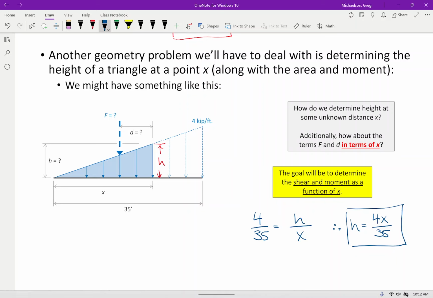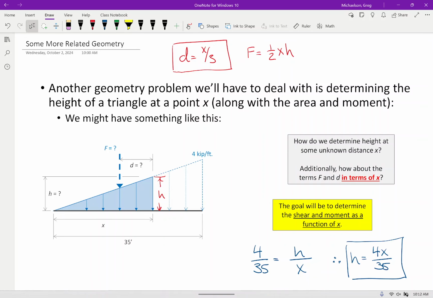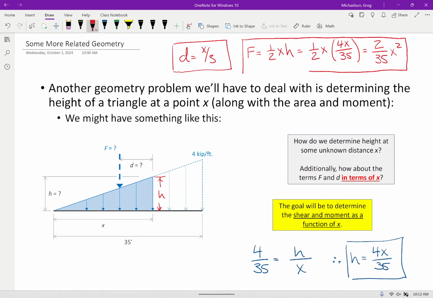Is this a linear relationship, right? Like if x was 17 and a half, h would be 2, right? Make sense? So what I'm saying is now we can say 1/2 x times that. So now we have a distance in a moment arm in terms of x, and now we have the force written in terms of x, right? Does this make sense? Let me ask you a question. What if x equals 0? What is the force?